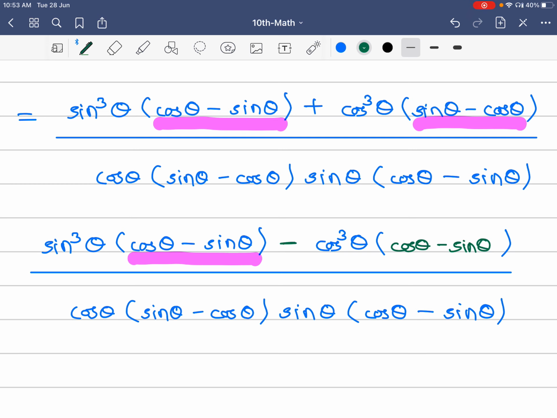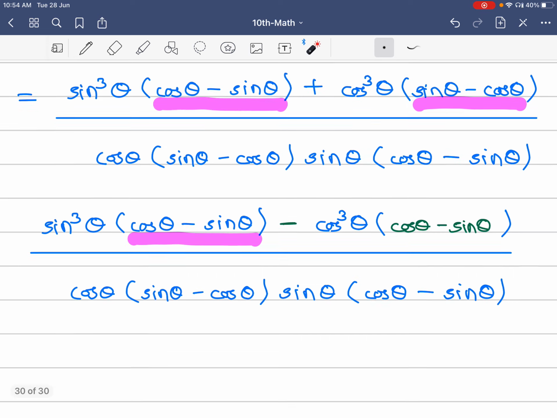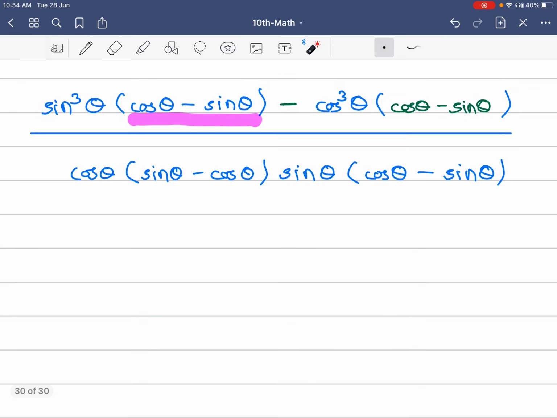Why have I done this? Because then cos theta minus sin theta and cos theta minus sin theta are common, so I can take it out, and then it will cancel with this cos theta minus sin theta. Okay, so focus on this. We have just changed the sign of this term, nothing complicated, nothing fancy. Now we are going to take the common things out.